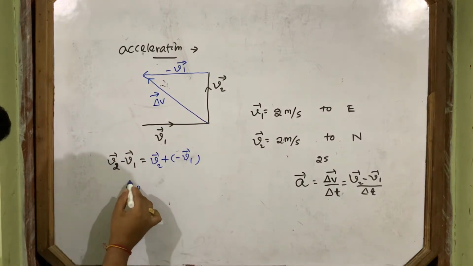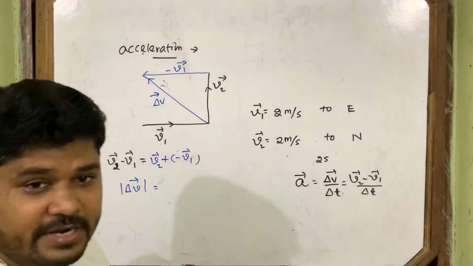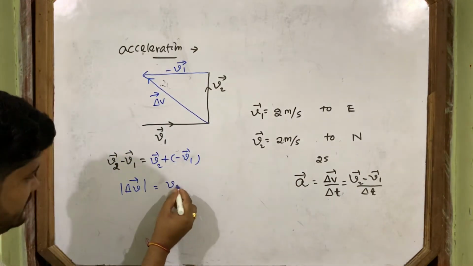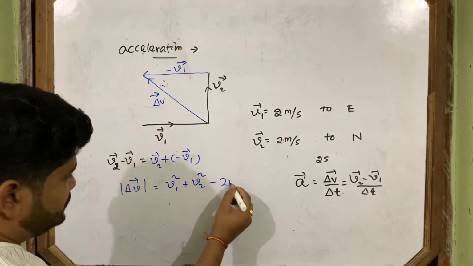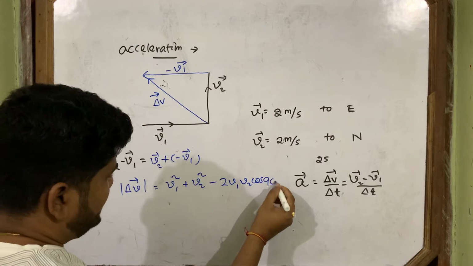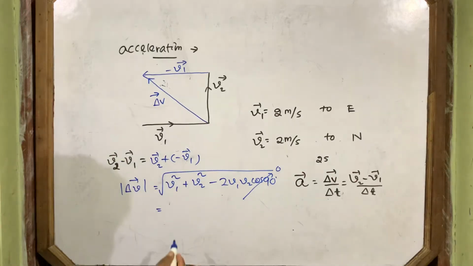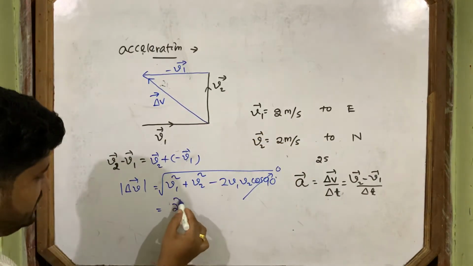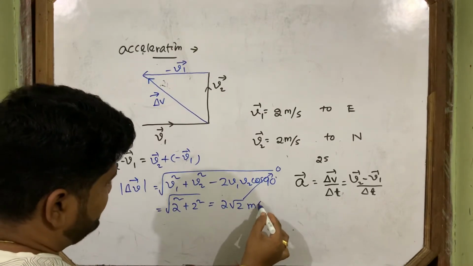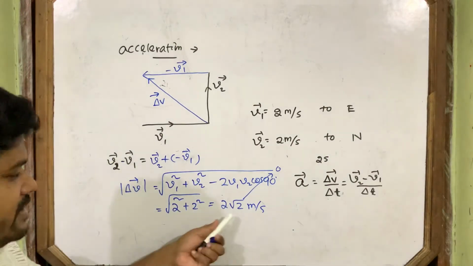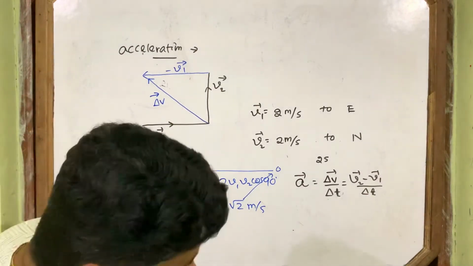Magnitude first. The del V vector magnitude is equal to, since the two vectors are perpendicular to each other, root over V1 square plus V2 square minus 2 V1 V2 cos 90. Cos 90 is 0, so this part is 0. Only root over V1 square plus V2 square, so root over 2 square plus 2 square. So this is 2 root 2 meter per second, the change in velocity.